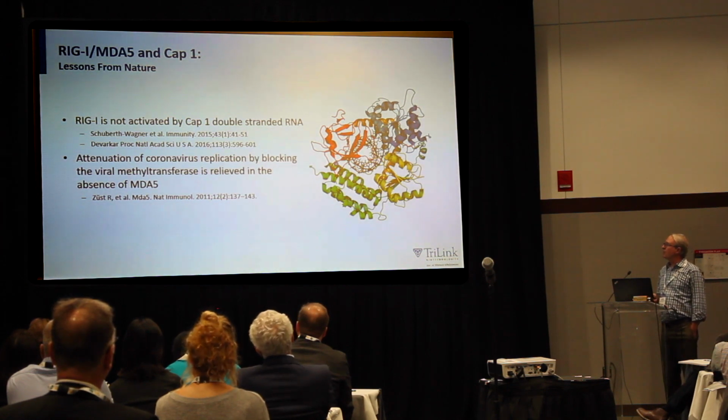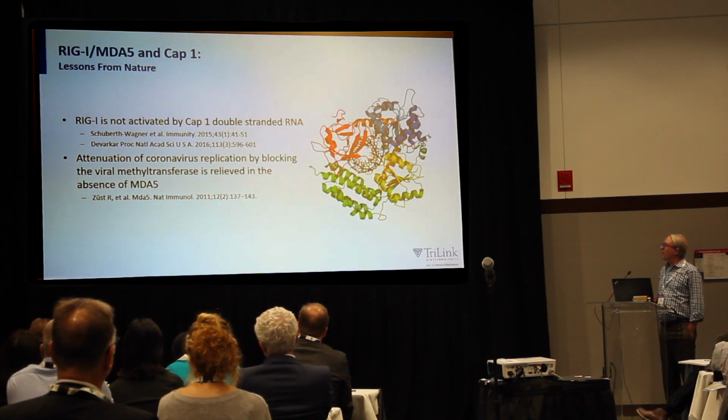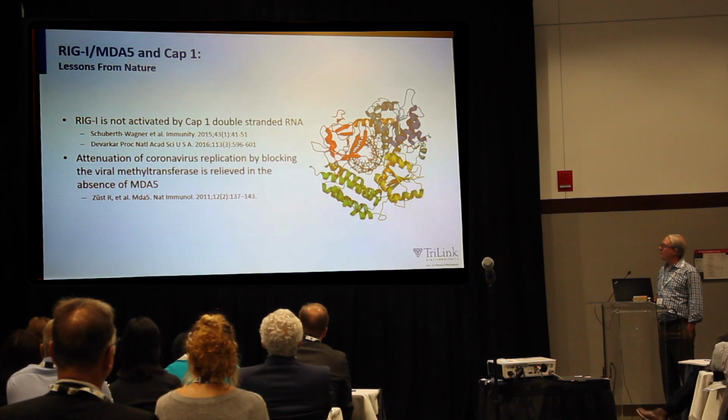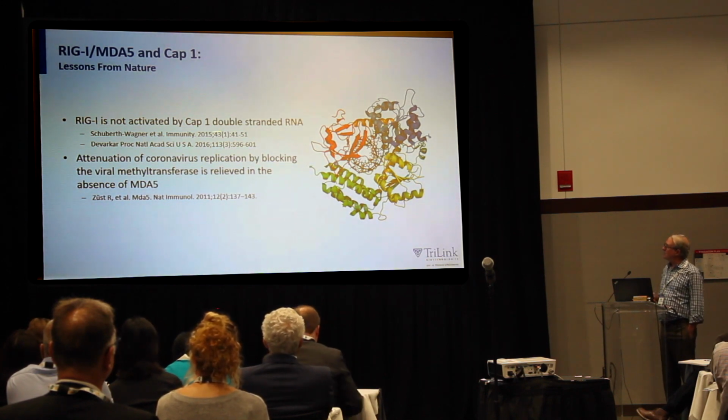There's another pair of cytosolic sensors called RIG-I and MDA5, and they also care about cap1. RIG-I is not activated by cap1 double-stranded RNAs. And the attenuation of coronavirus replication by blocking of methyltransferases is relieved in the absence of MDA5, suggesting that MDA5 binding plays a role.